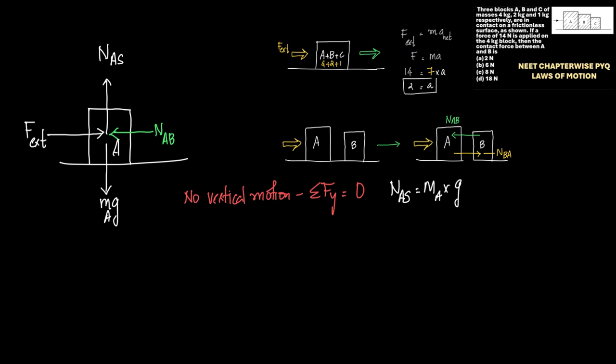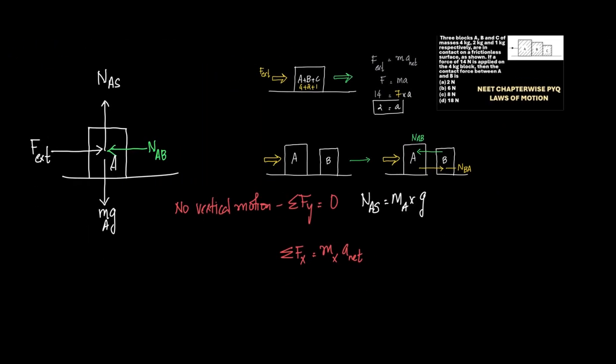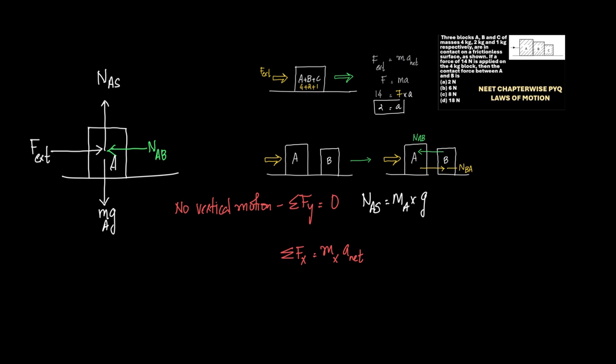But what will be the condition for horizontal motion? The horizontal motion condition will be sigma Fx is equal to m times a net, right? And what is a net? We derived a net to be 2. So here we can write that this is mass, not mx, it should be mA. What is the value of mA? Mass of A is 4 kilograms. So we have 4 into what is a net? A net is 2.